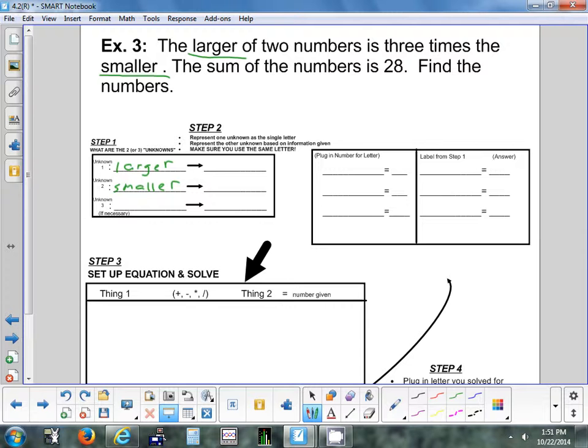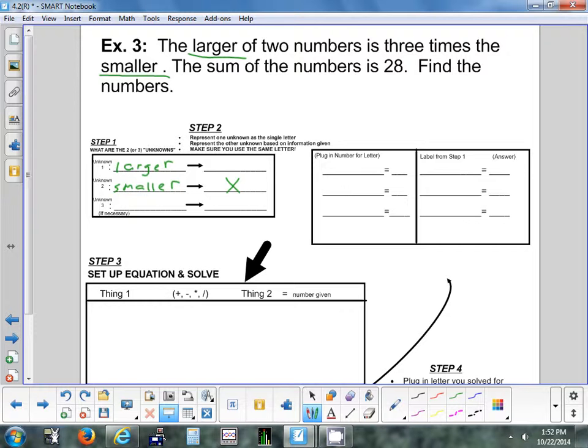Okay, which one gets the single variable? Larger or smaller? Try to remember the trick you can use. Look at the location in the sentence. Joe? Smaller. How do you know? Because the smaller is at the end. Good. Smaller is at the end. It gets the single variable. Okay. Now we got to figure out larger. Okay, the larger is 3 times the smaller.